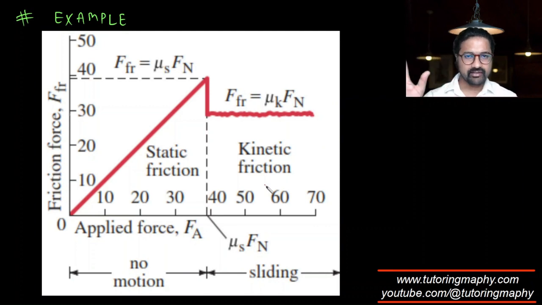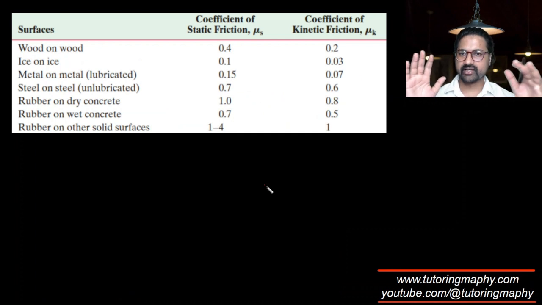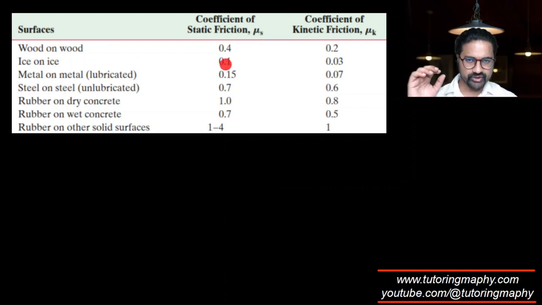And last but not least, these are the coefficients of friction for a few surfaces. You are not supposed to remember them. This is just for you to see how mu s usually looks, and mu k is always a little less than mu s. For example, for wood on wood, mu s is 0.4 and mu k is only 0.2. So don't worry about this.